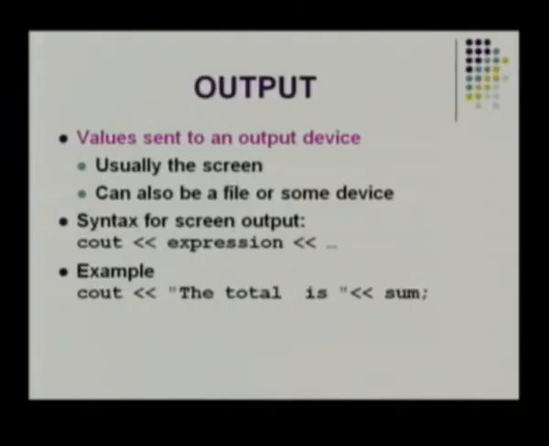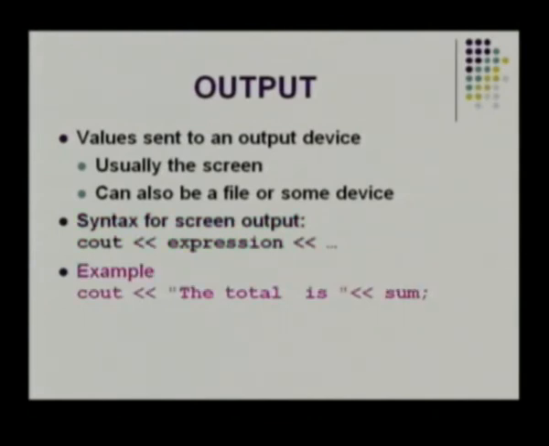In the same way for output, when you want to display something on the screen, you have to send the value to the output device, which is normally the monitor. It can also be a file or any other output device. So the syntax is cout, which is nothing but the output command, followed by the less than symbols, which is nothing but the insertion operator.